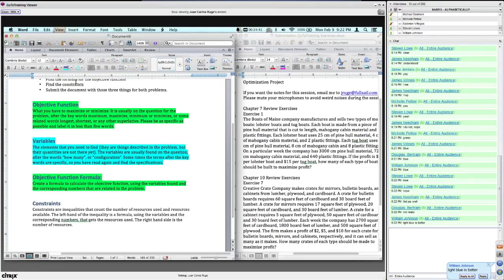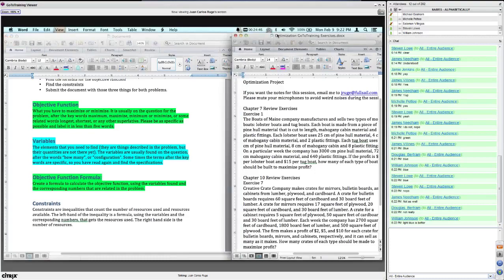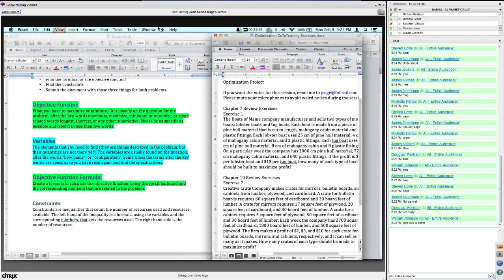Okay. So now I'm going to switch. The problem is I have the GoTo training control panel on the right hand side, and I can type on the right hand side.